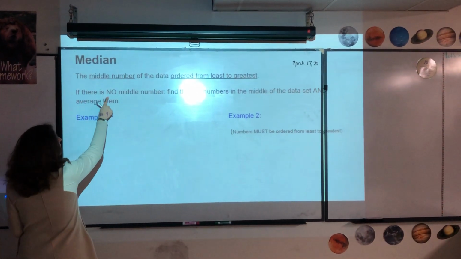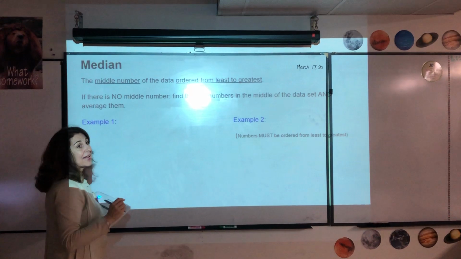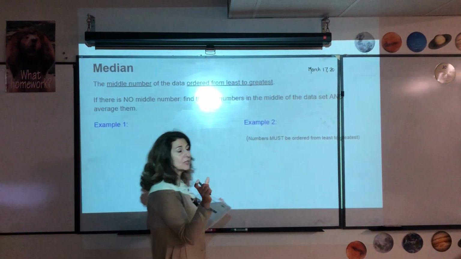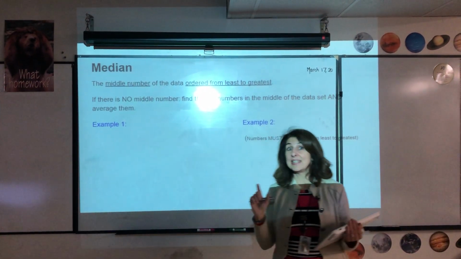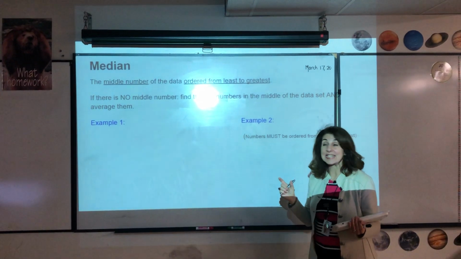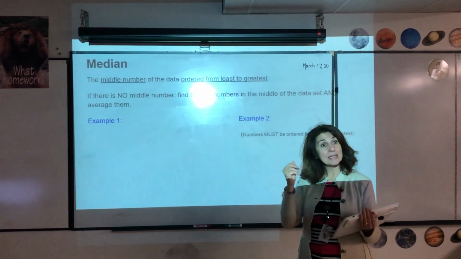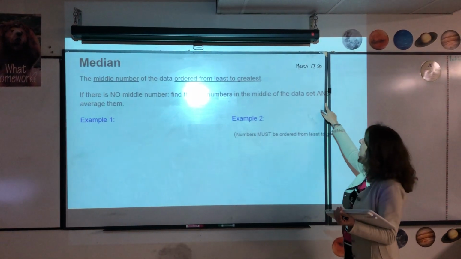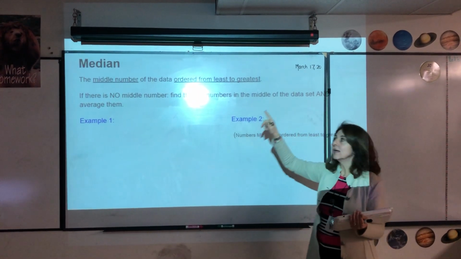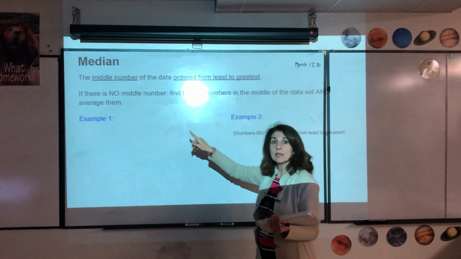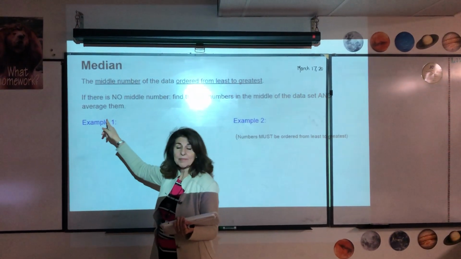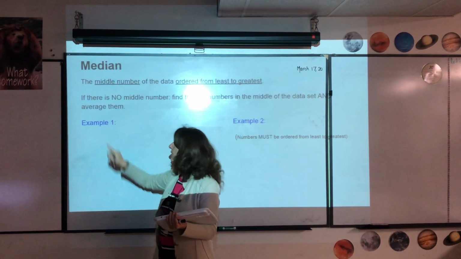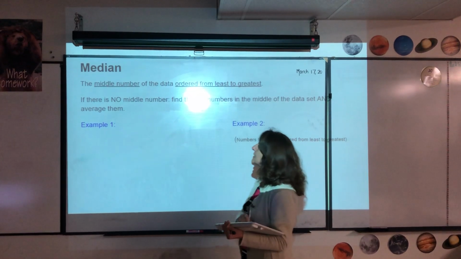If there is no middle number, find the 2 numbers in the middle. If you have an even amount of numbers in your data set, then you're not going to have a number in the middle. So what you have to do is find the 2 numbers in the middle of the data and average them, which means you're going to work with the mean again. So let's see one example here.